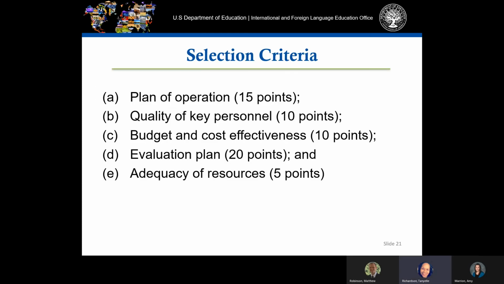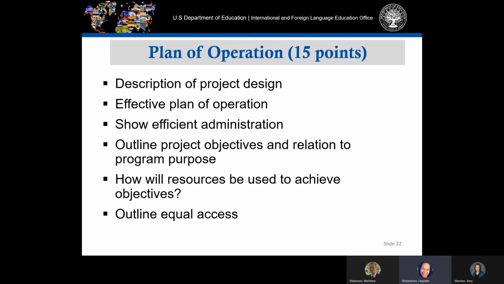Selection criteria. Like I mentioned before, we have 5 basic selection criteria. Plan of operation. This is where you would explain exactly what you're going to be doing over the next 24 months, meaning that for year 1, you're going to outline your program this way, and for year 2, you're going to outline your program that way.